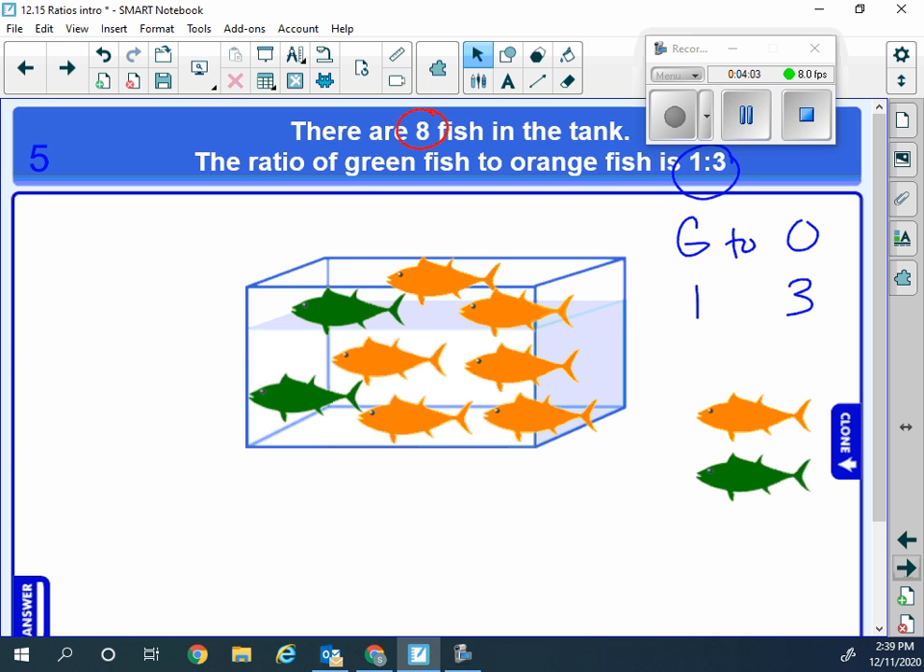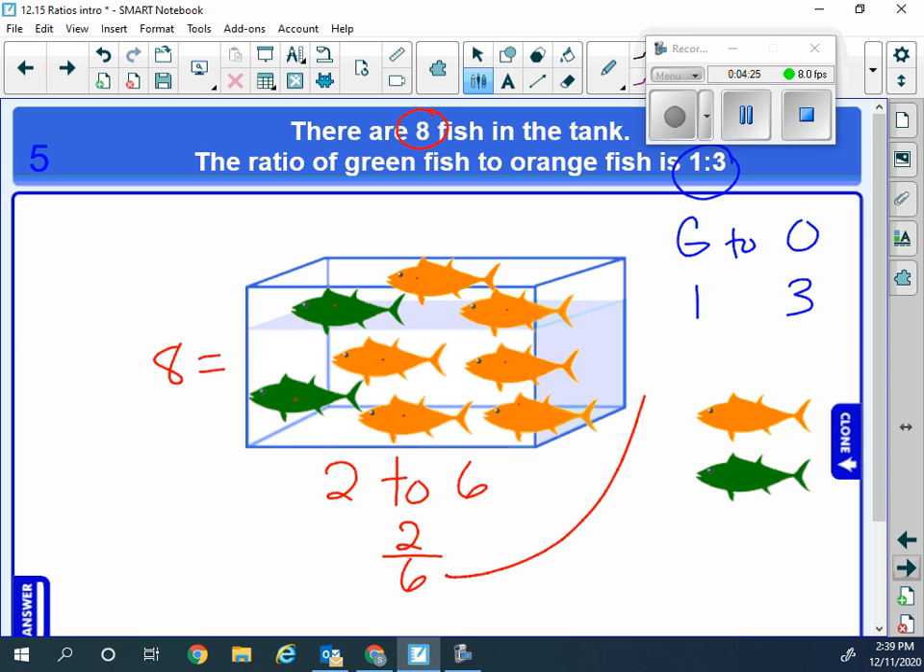Okay, so now I have a total of 8 fish, and I could say that I have 2 green fish, so 1, 2, 3, 4, 5, 6. Because I can write that as also a fraction, can anybody see how that is also equivalent to that original? Hopefully you said because it can be simplified. So 1 to 3. Okay?